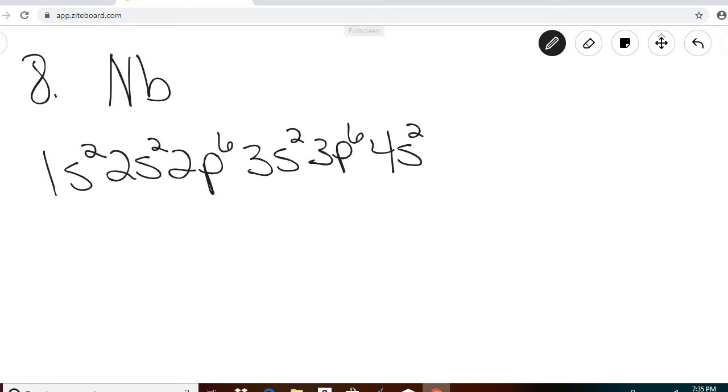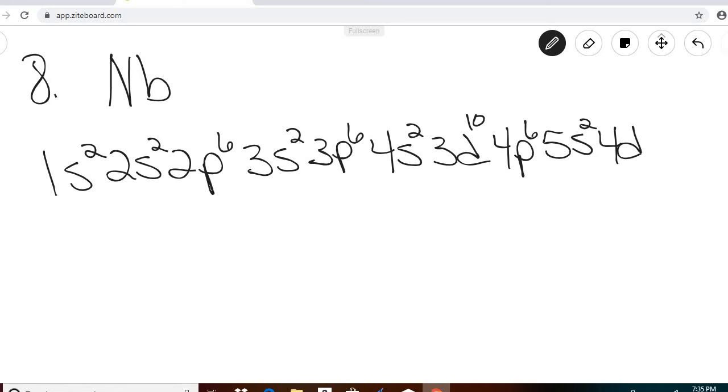Okay, now once we get to row 4, then we have the d level, but we drop that down an energy level, so it'll be 3d10, and then 4p6, then 5s2, and then go to the d, so we're going to drop back 1, and to get over to Nb, we'll go over only 3, so it would be 4d3.